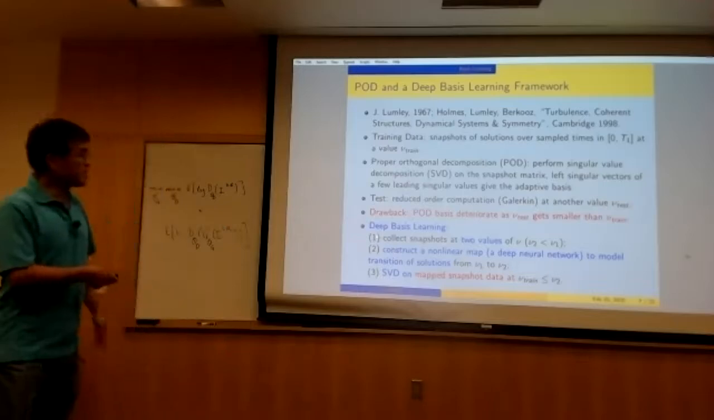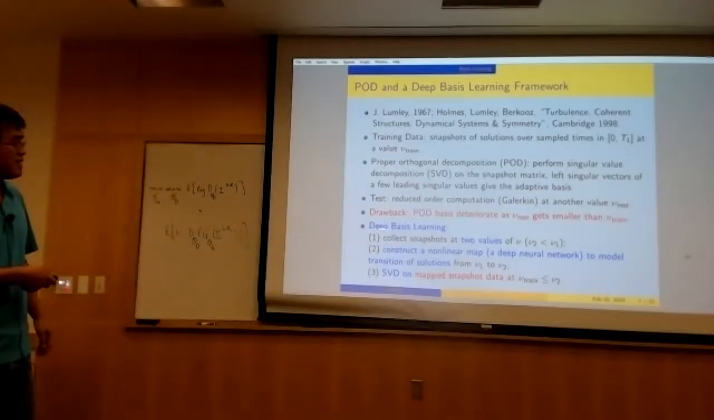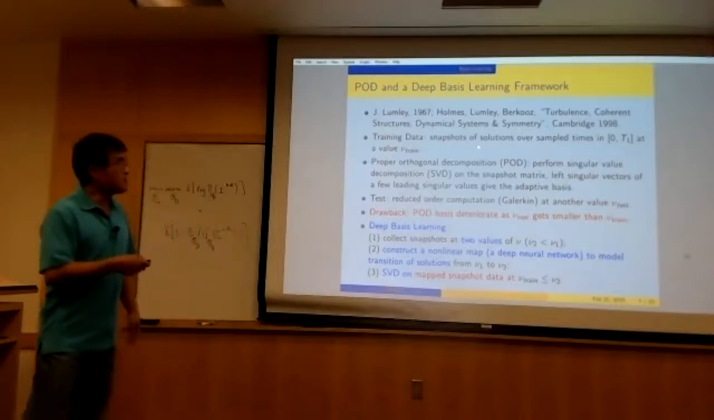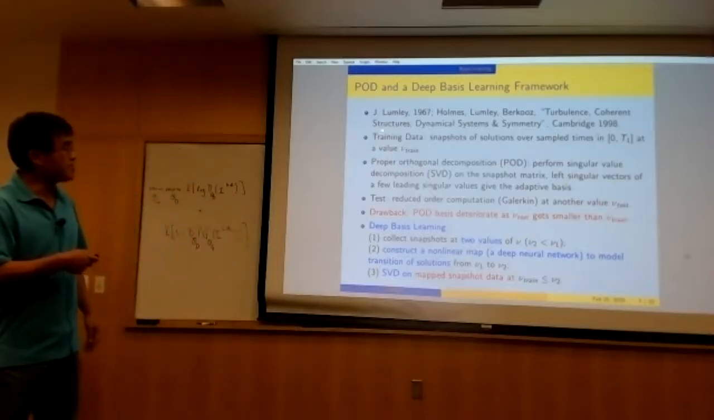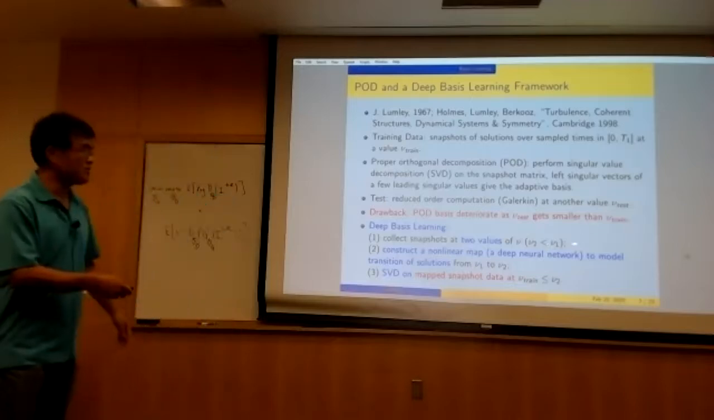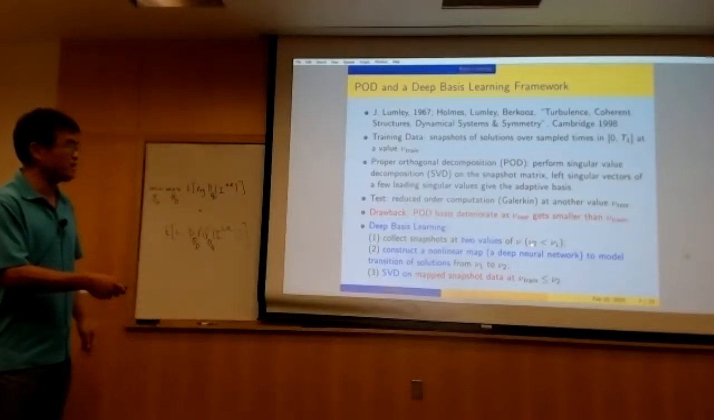Okay, so this is where the framework of deep learning will come in. So I will propose the following. Instead of observing, collecting training data at one value, let's collect training data at two values. So here you take two sample values, call them nu1 and then nu2. And you do the same.